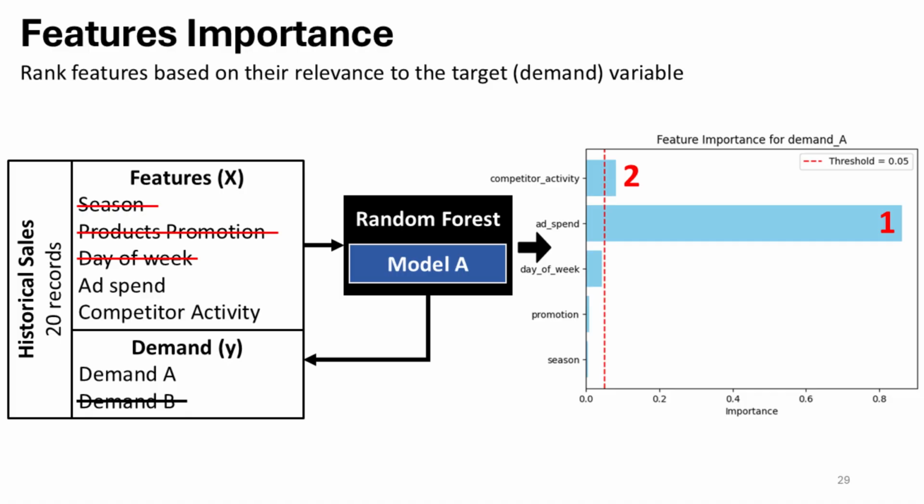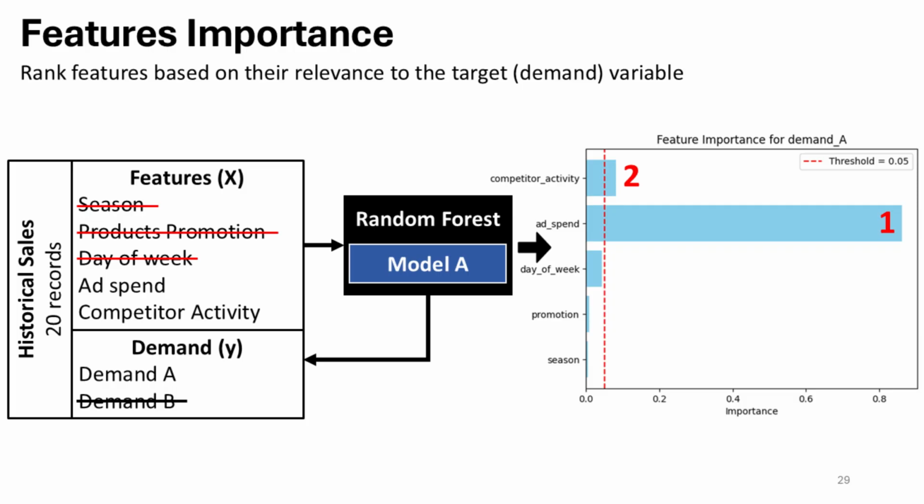We have applied a significance threshold of 0.05, represented by the red dashed line. Any feature falling to the left of this line is essentially a distraction for the model. As you can see, season, products promotion, and day of the week have been crossed out. While these might seem important intuitively for this specific dataset, they didn't provide enough predictive power to meet our threshold.